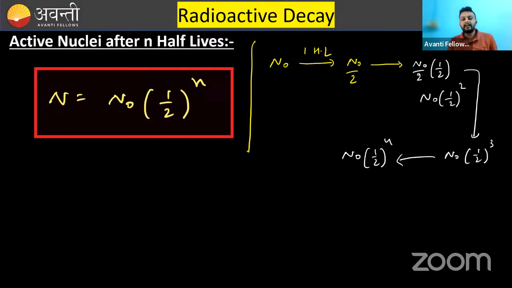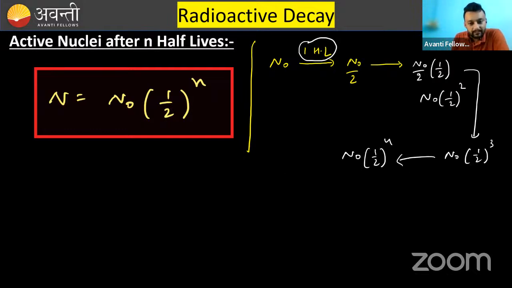So what is the meaning? That after n half-lives, the number of active nuclei is N naught times 1 by 2 raised to the power n. Now, this is the general phenomenon. We are taking time as one half-life.